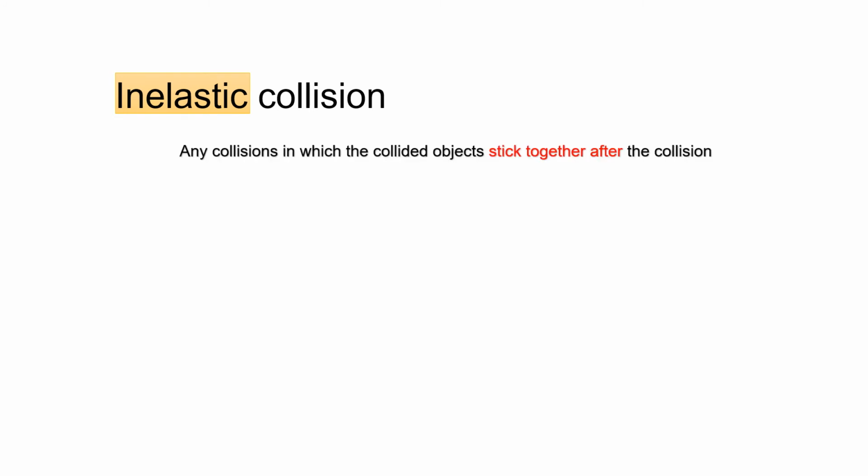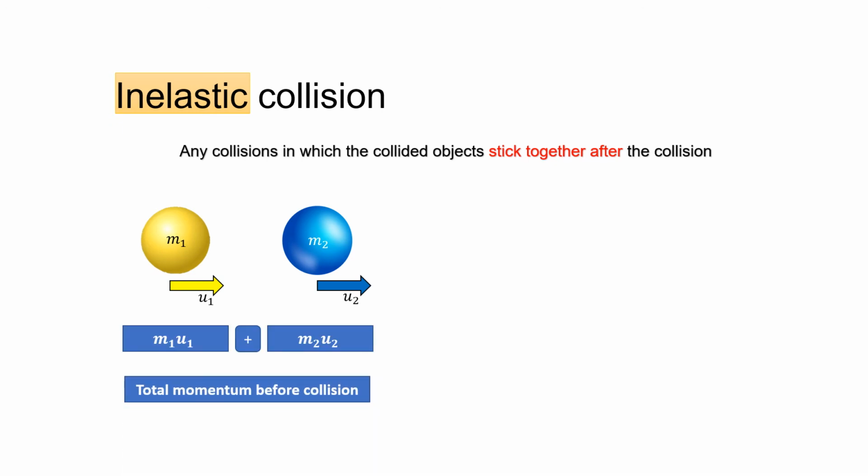Next, what about the inelastic collision? What is the difference between elastic and inelastic? The inelastic collision is any collision in which the collided objects stick together after the collision. From the statement, we know that the situation before the collision is the same as elastic collision. So, the total momentum before collision is m1 u1 plus m2 u2.